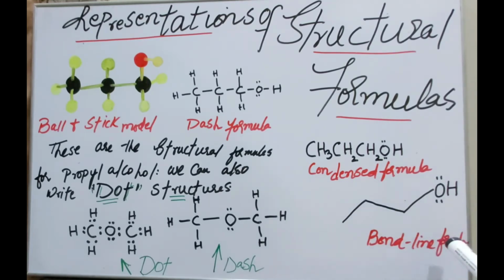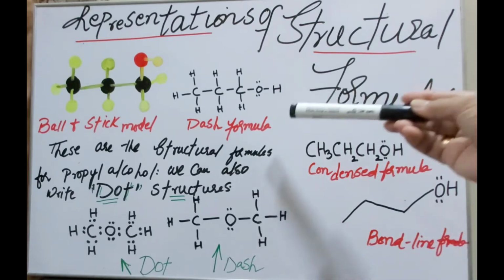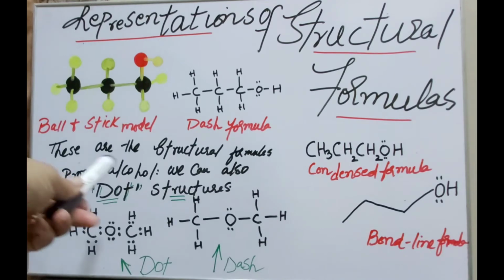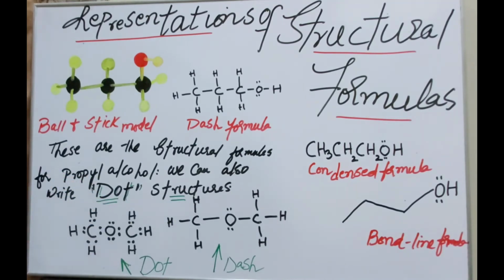Okay, the fourth one is the bond line formula. And what is a bond line formula? It is simply bonds and lines, where every corner represents a carbon atom. Again, this is the same thing, but you can see the condensed form, the bond line form, the dash form, and of course the ball and stick form. Now I have written a few lines for you here. These are the structural formulas for isopropyl.